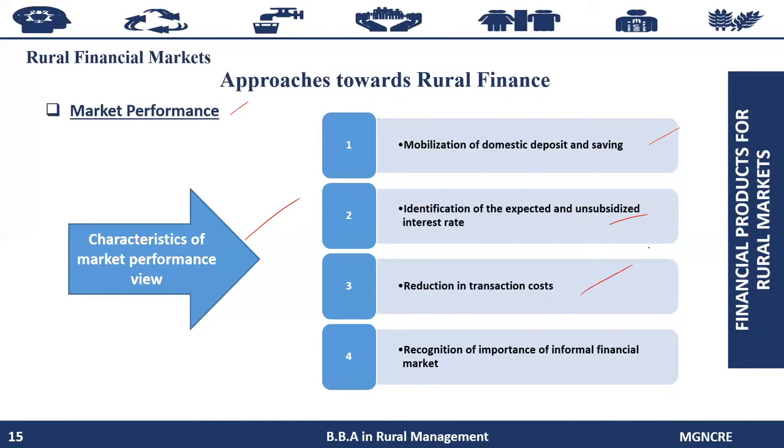And reduction of transaction cost is that the approach emphasizes a reduction of the transaction cost, and using cost and risk reducing innovation as a means of supporting a sustainable flow of untargeted financial services. Then recognizing the importance of the informal financial market, which means that the informal financial market has different features, and it is very important to recognize the important features according to the market.